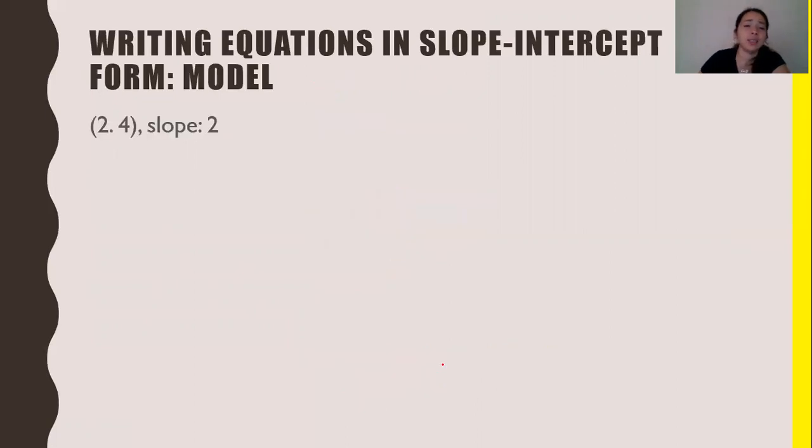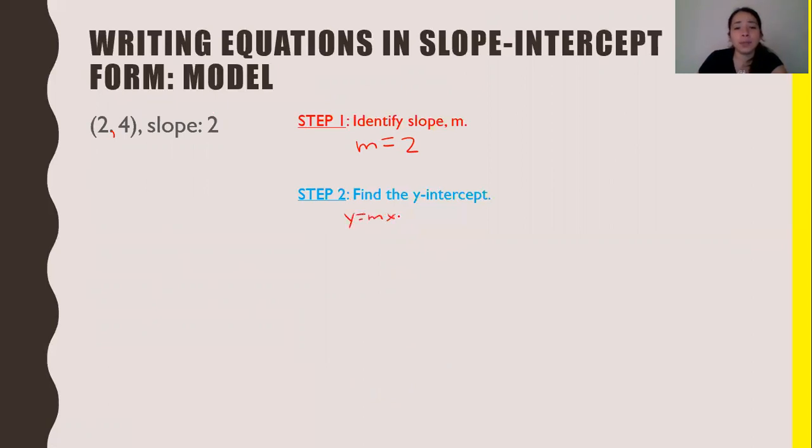Let's look at this as well. First step, identify slope. So right away, I'm going to write m is equal to, and they tell me my slope is 2. My y-intercept, so I go y is equal to mx plus b.